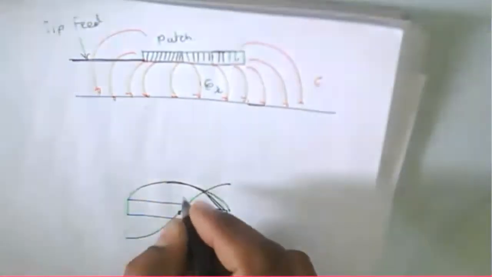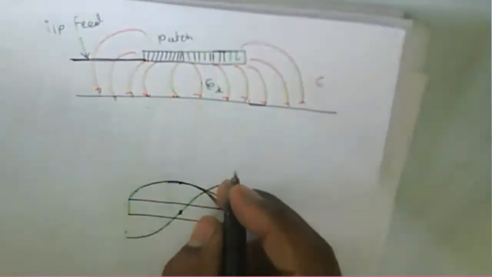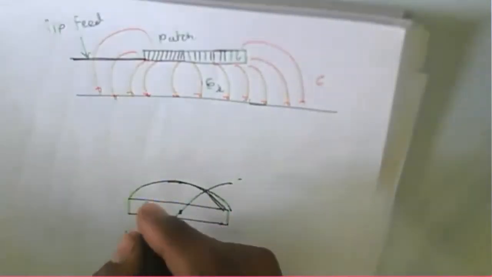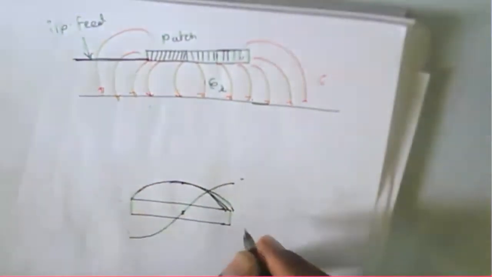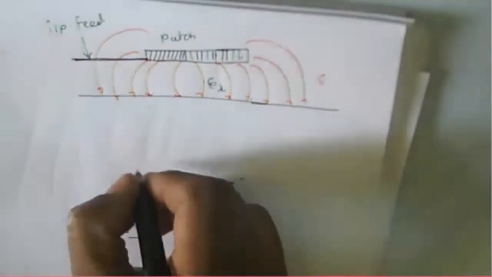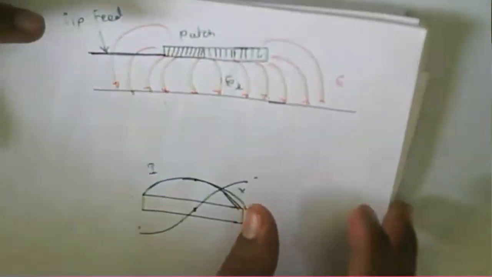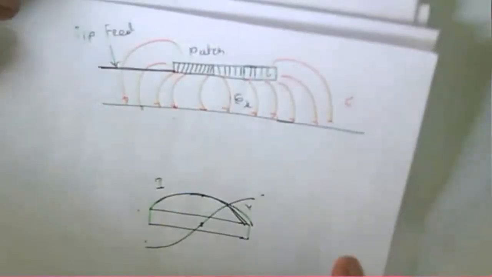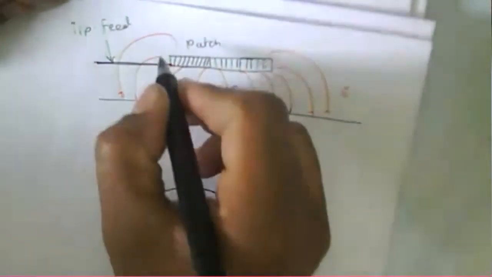At the center, where we have a maximum current, the voltage will be zero or a minimum. At this end the voltage will be maximum, and the current at the center is maximum and zero otherwise. That is the current and this one is the voltage. Similar distributions apply to a patch antenna, so how your current and voltage are distributed in the given patch.